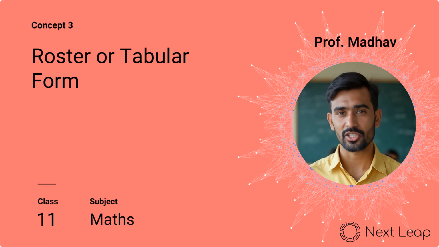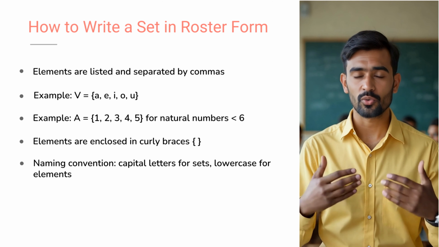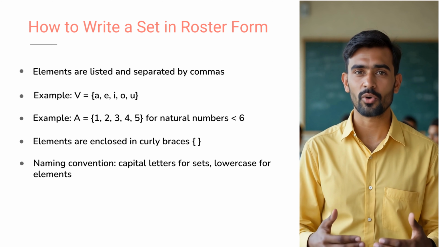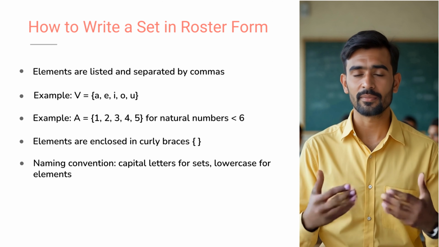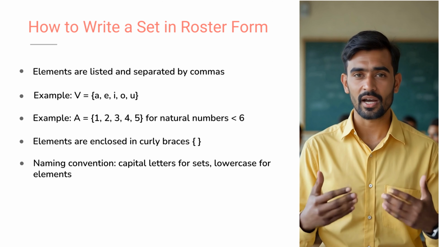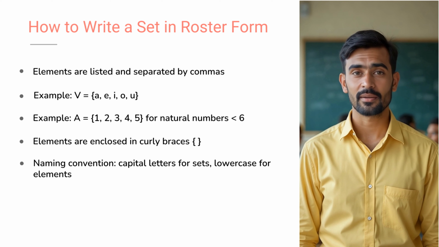This form is especially good for building a solid visual understanding of what a set contains. Let's go through a couple of examples. First, the set of vowels in the English alphabet. We write V equals braces A, E, I, O, U. It's simple, direct, and easy to read.